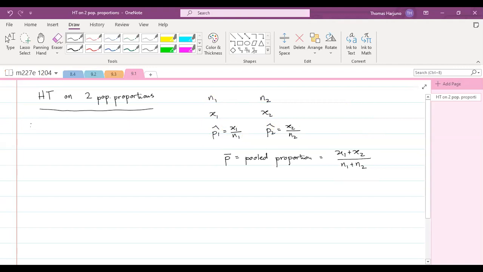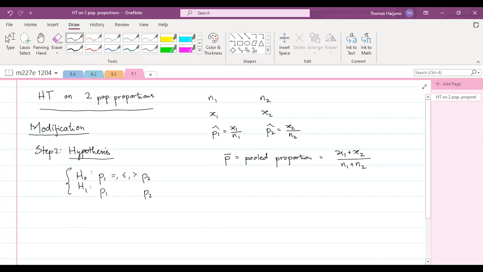Now, the modification will be done in step 2, and actually only step 2 and step 3. In step 2, hypothesis, we are comparing two proportions right now. So the null hypothesis and alternate hypothesis will be about P1 and P2, with equal to, less than or equal to, greater than or equal to, not equal to, greater than, less than. Notice that it's actually just the same as comparing two population means, but this time instead of population means, we use population proportions. So we change the mu into p's.